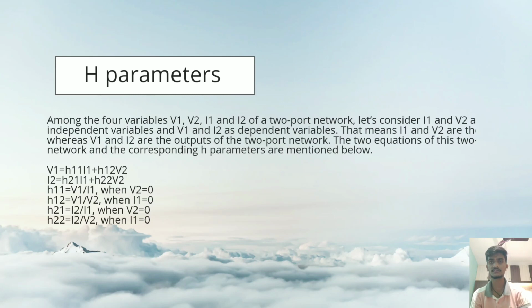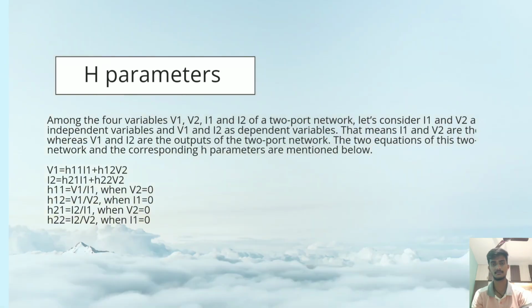V1 is equal to H11 into I1 plus H12 into V2. I2 is equal to H21 into I1 plus H22 into V2. That means by equating these two equations, we get H11 is equal to V1 divided by I1 when V2 is equal to 0. H12 is equal to V1 divided by V2 when I1 is equal to 0. H21 is equal to I2 divided by I1 when V2 is equal to 0. H22 is equal to I2 divided by V2 when I1 is equal to 0. These are the main parameters required for the H parameter.